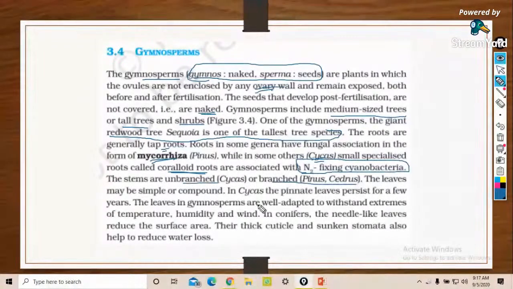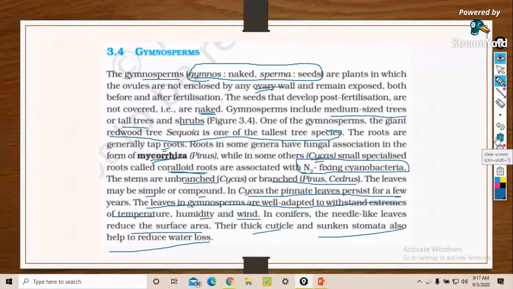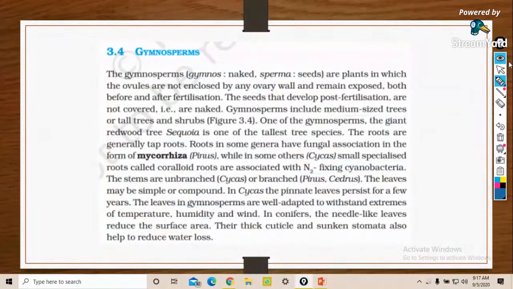The leaves may be simple or compound. In cycas, the pinnate leaves persist for a few years. The leaves in gymnosperms are well adapted to withstand extremes of temperature, humidity, and wind. In conifers, the needle-like leaves reduce the surface area. Their thick cuticle and sunken stomata also help to reduce the loss of water. That is all about the case of gymnosperms. Moving on to the next page.